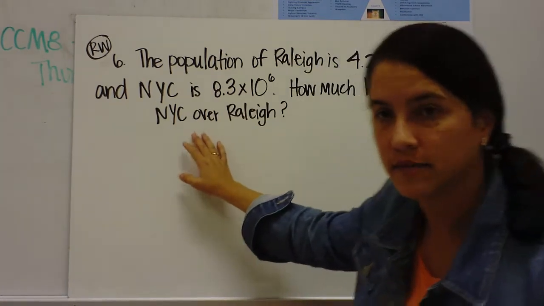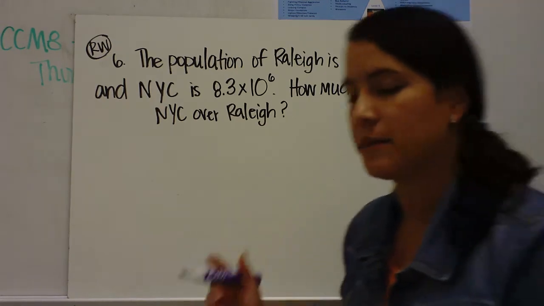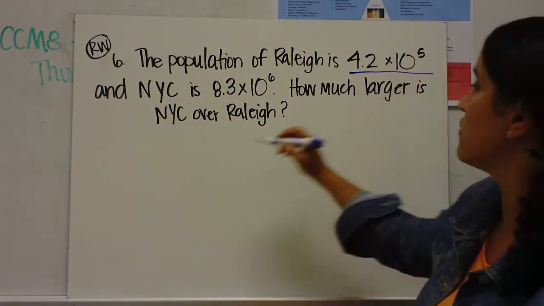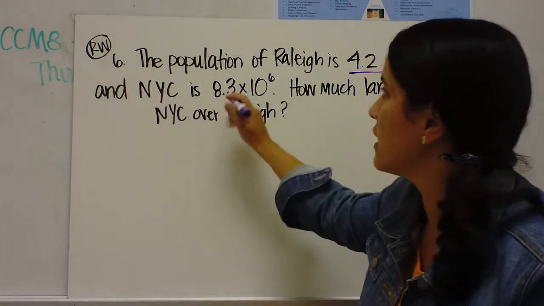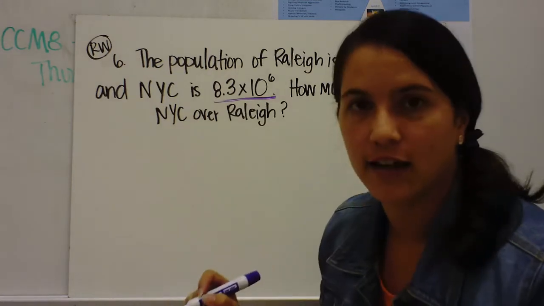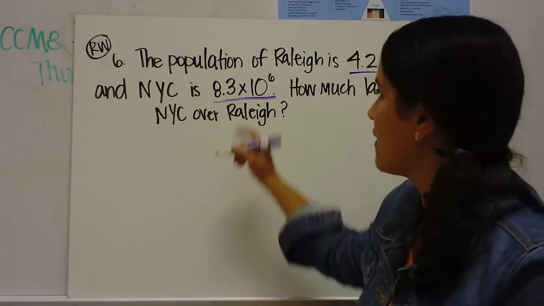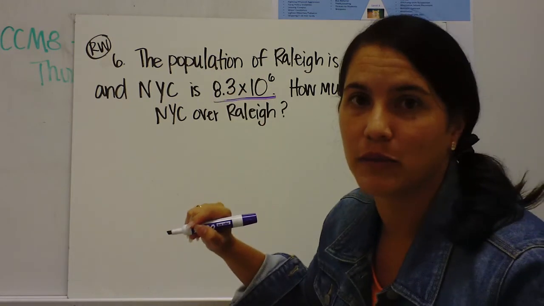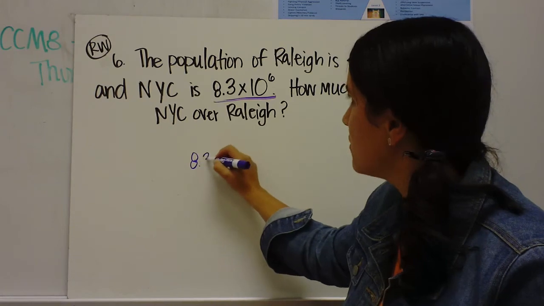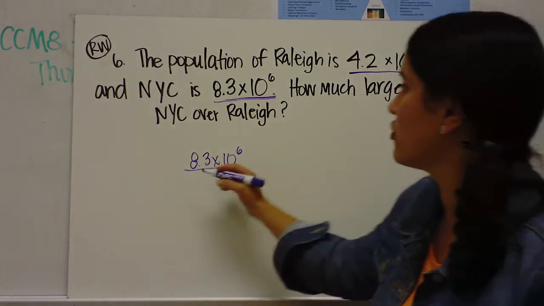All right, so copy this down. The population of Raleigh is 4.2 times 10 to the 4th, and New York City is 8.3 times 10 to the 6th. How much larger is New York City? So it's no guess that New York City is larger than Raleigh. And that's about a little more than 8 million people. So 8 million people live in New York City. We're going to put New York City on top. And whenever you want to find out how much larger, you're going to divide.